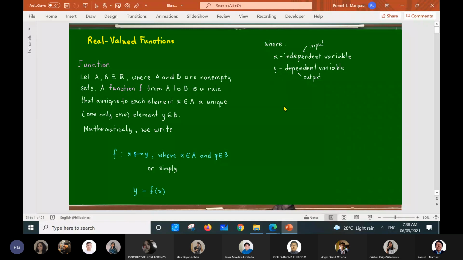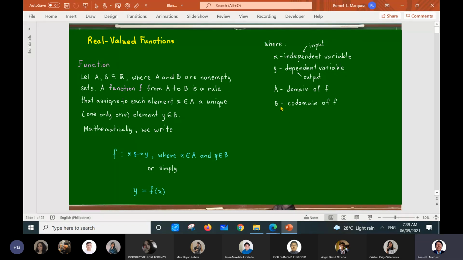Okay, guys? And set A here, where you are going to pick the values of the independent variable, is called the domain of f. Domain of f. Okay, guys? And then B is called the codomain of f.